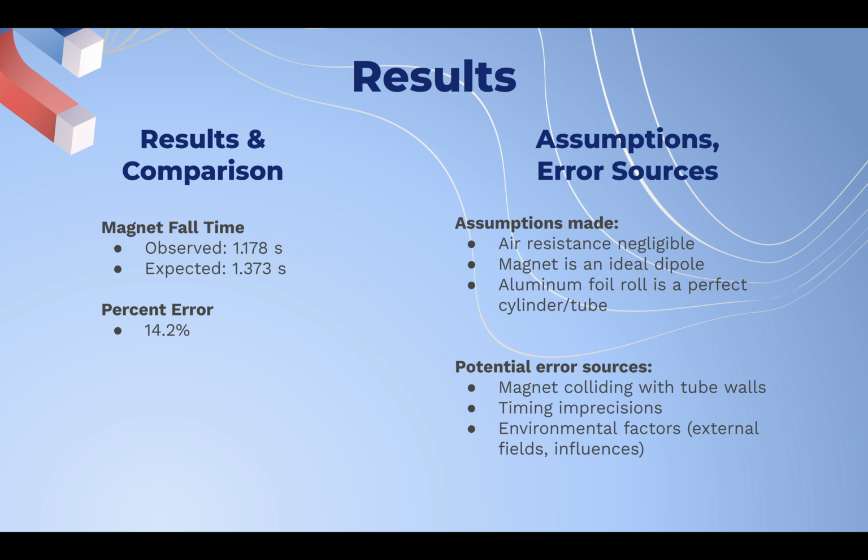For our results, our magnet fall times are stated again, and this gives us a percent error of 14.2%. For the assumptions made, air resistance was negligible, our magnet is an ideal dipole, and our aluminum foil is a perfect cylinder/tube. Some potential error sources were the magnet colliding with the tube walls, timing imprecisions, and environmental factors such as external fields.